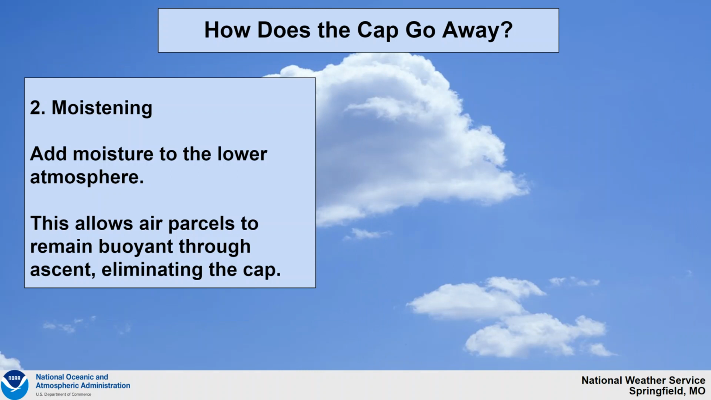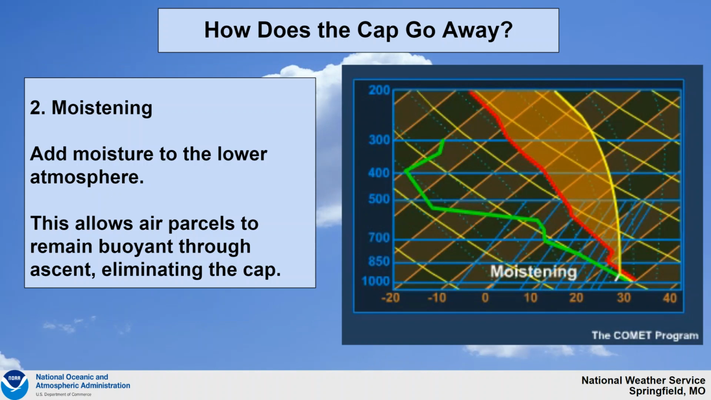One additional way is by adding moisture to the lower atmosphere. This allows the air to remain buoyant, or basically continue to rise through the ascent and eliminate the cap. So notice on this SKEW-T diagram, the little green line in this case is the dew point, and it has been increased near the surface to a point to where that air parcel, that's shown kind of tracing on this yellow line, can rise much quicker and will be able to rise basically through around that inversion.